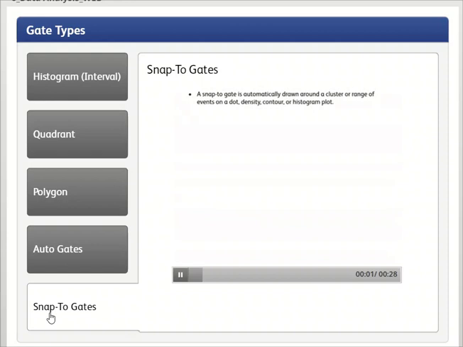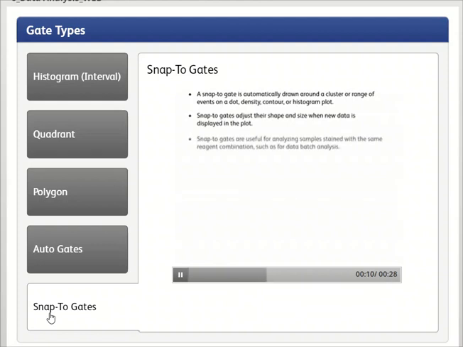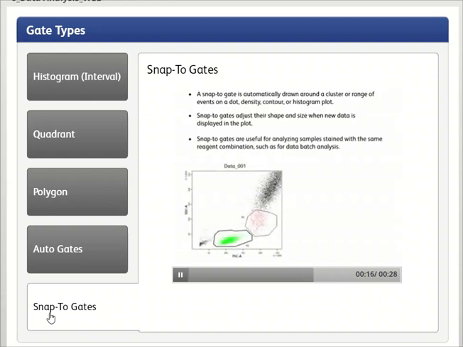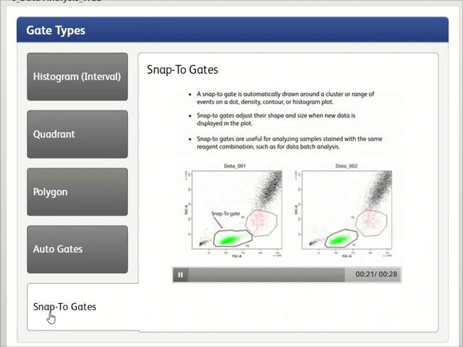Snap to gate. A snap to gate is automatically drawn around a cluster or a range of events on a dot density contour or histogram plot. Snap to gate adjusts its shape and size when new data is displayed in the plot. Snap to gates are useful for analyzing samples stained with the same reagent combination, such as for data batches analysis.